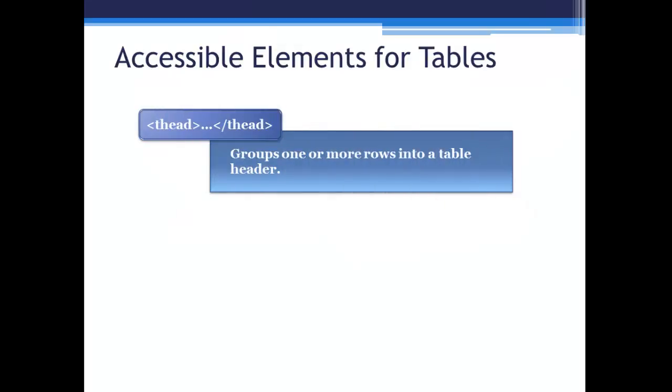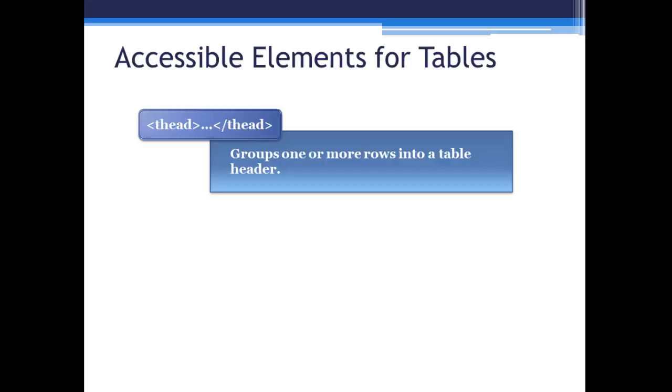The next thing we're going to look at is accessibility elements for a table. The table header element, which is different than the table heading element, groups one or more rows creating a header. To create the table header, you simply code the rows that make up the header between the open and closed tags of the T-head element.